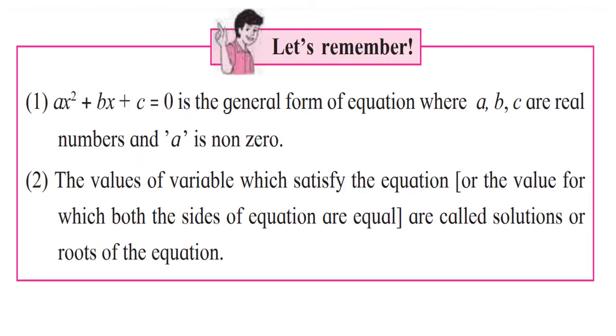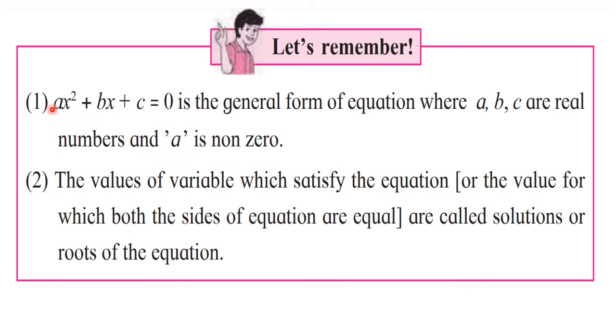Up till now, what we have studied is 2 concepts or 2 topics. First is the general form of the quadratic equation. So once again you have to keep this in mind: ax square plus bx plus c is equal to 0 is the general form of the equation, where a, b, c are called coefficients and they are real numbers, and the important condition is a cannot be 0, or a is non-zero. You can write down a is not equal to 0.